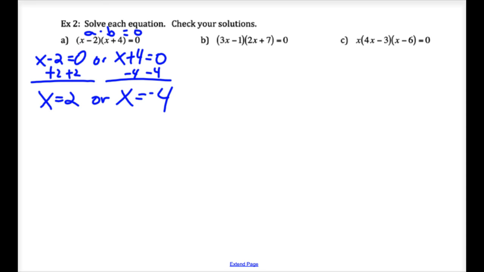What's negative 4 minus 2? Negative 6. What's negative 4 plus 4? 0. When you multiply those together, what do you get? 0 equals 0. Those are the solutions. And what do we use to solve it?